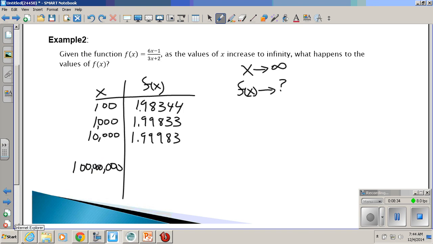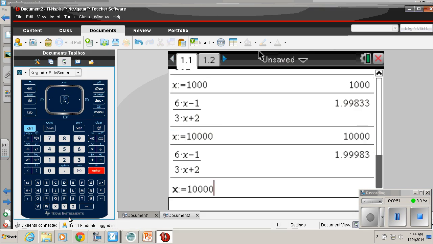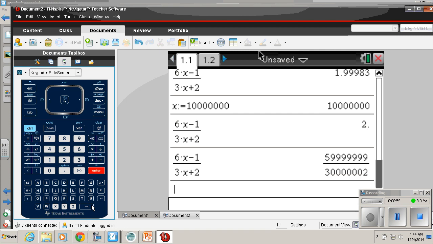Actually, I'm going to do 100,000, I think, first. No, we'll just do this. So I have 100 million, so 8 zeros. 1, 2, 3, 4, 5, 6, 7, 8 zeros. Let's see what our function is now. Oop. Disregard the last one. This one right here. It's close to 2. In fact, if I went up to it, it's probably not exactly 2, so I'll calculate it rounded.